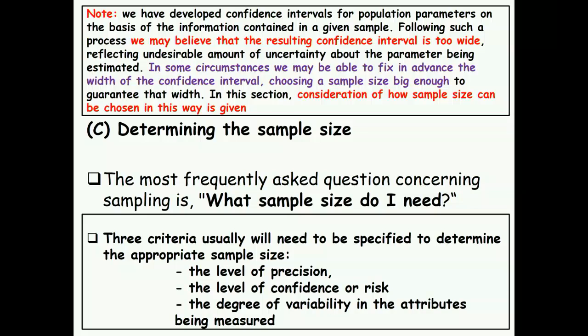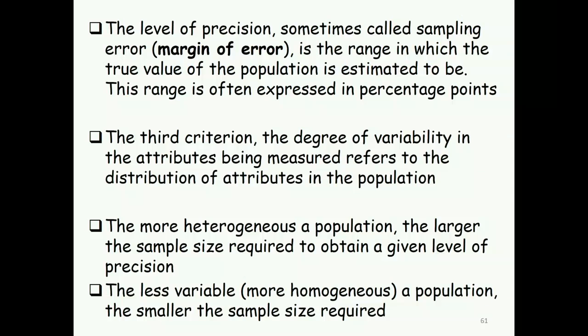The precision means the plus or minus. The precision is the margin of error. If I say 5 plus or minus 2, or if I say 5 plus or minus 10, the precision is plus minus 2 rather than plus minus 10. So the precision means when the margin of error is narrow.